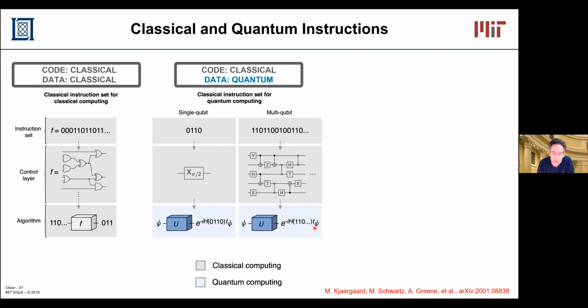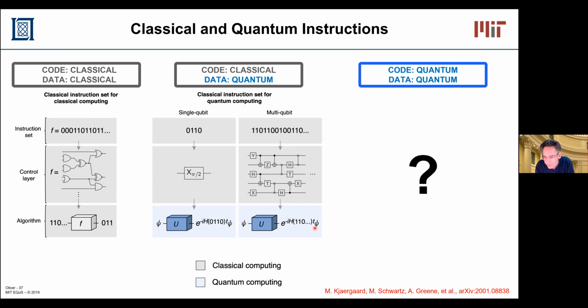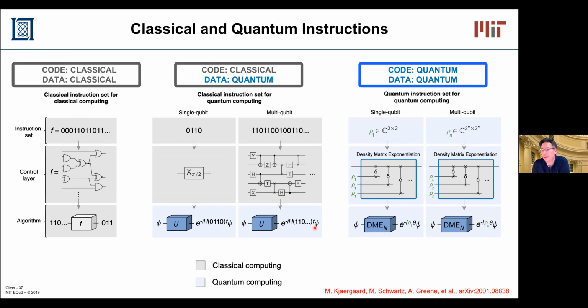So here the code is classical, the data is quantum. Now the question is, are there any cases where we can have quantum code and quantum data? And what that would look like, and of course I'll just give it away, is density matrix exponentiation, which we believe is one way to do this.